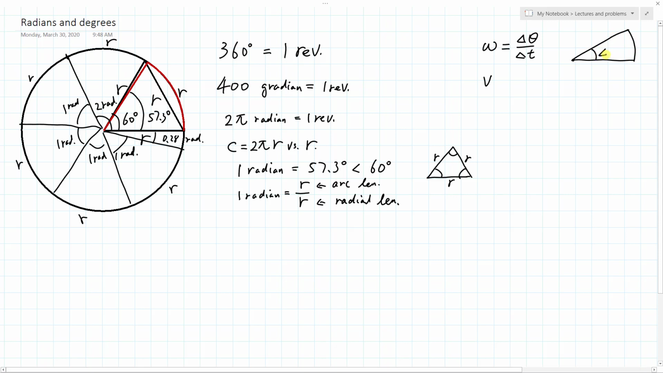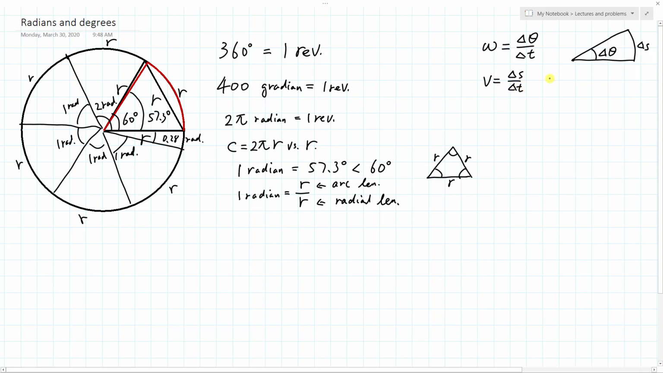So this is our delta angle, and we spent delta t just trying to cover that angle, and this arc has a length of delta s. So now we want to find out the linear velocity. We know that must be delta s, the length, over delta t.